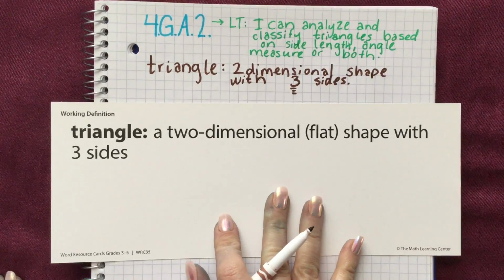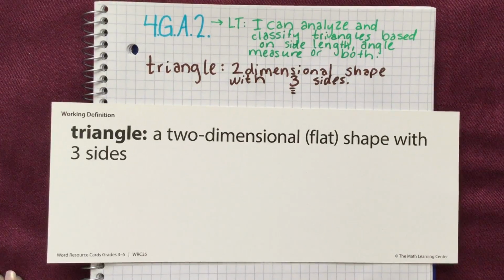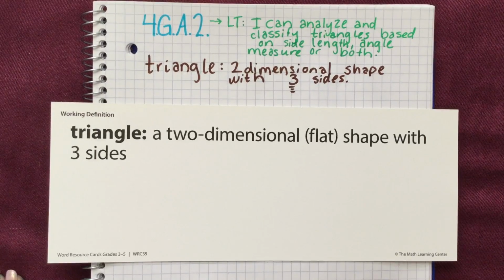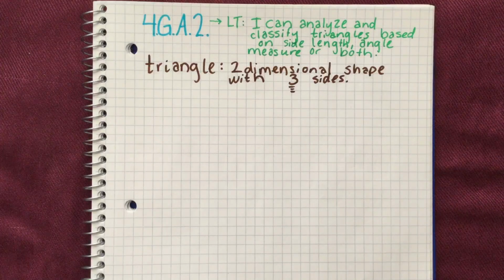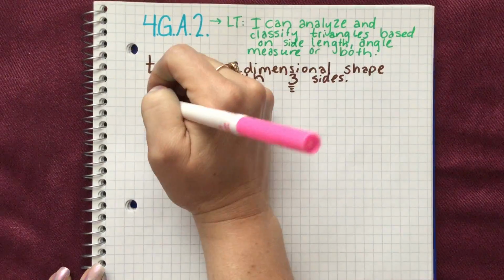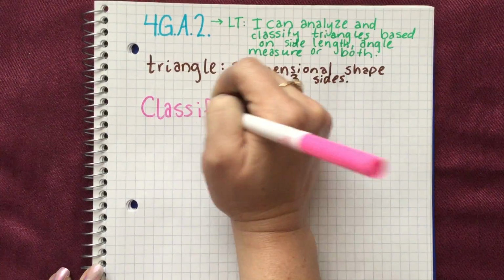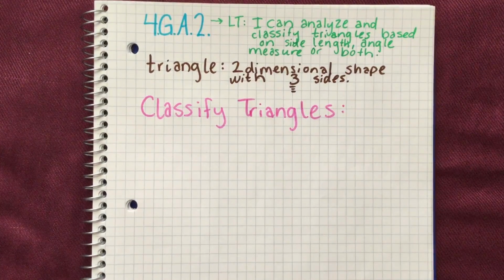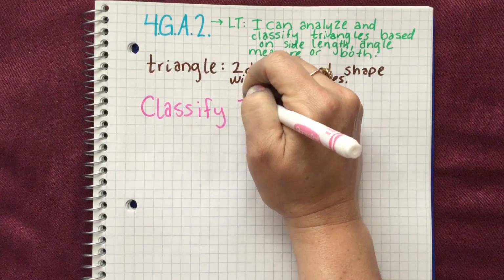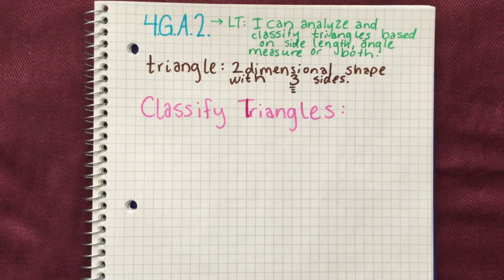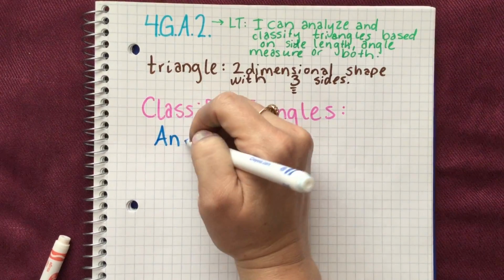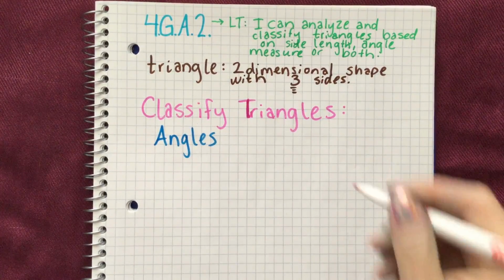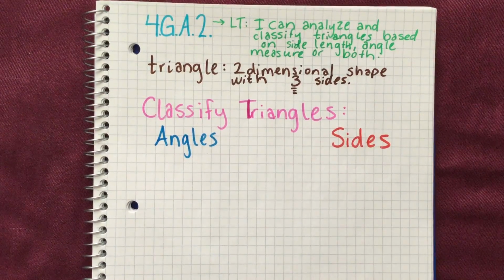Okay? So what we're going to do today, friends, is we're going to start to analyze what triangles look like based on their angles and their sides, and we're going to classify them. So when we're classifying things, we like to put them into groups. So I'm going to show you one way that we can do this. Okay, we're going to use a T-chart. And so we're going to classify triangles. Oops. And we're going to classify those triangles based on their angles and their sides. All right.